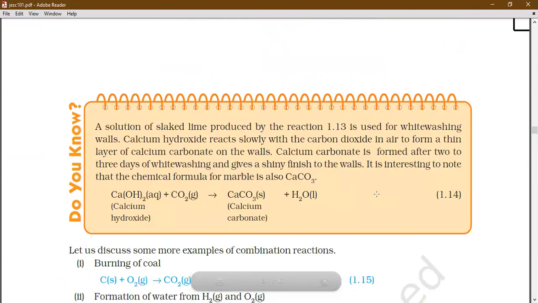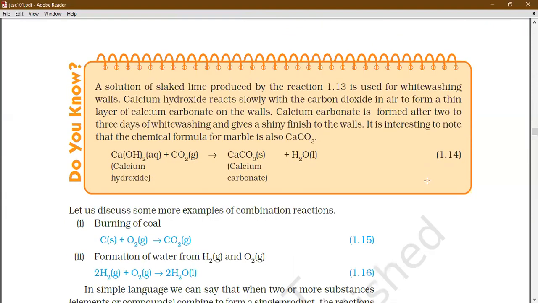Do you know, a solution of slaked lime produced by the reaction 1.13 is used for whitewashing walls. Calcium hydroxide reacts slowly with the carbon dioxide in air to form a thin layer of calcium carbonate on the walls. Calcium carbonate is formed after 2 to 3 days of whitewashing and gives a shiny finish to the walls. It is interesting to note that the chemical formula for marble is also CaCO3. So Ca(OH)2(aq) + CO2(g) gives CaCO3(s) + H2O(l).